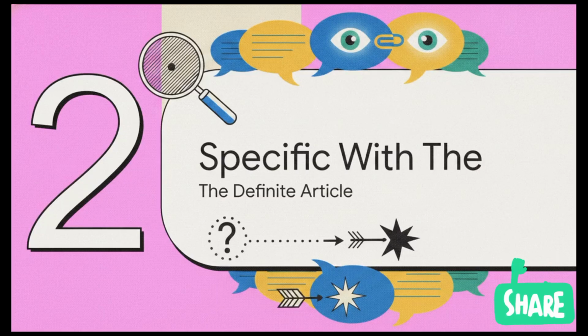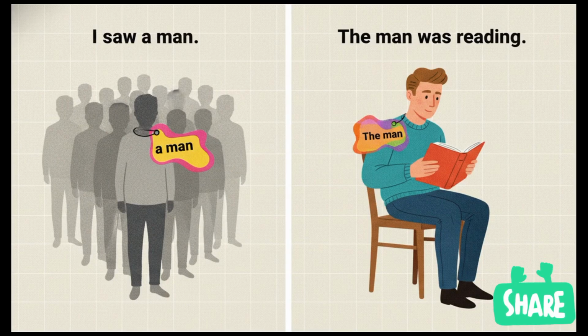Moving right along, let's get specific with the, which is our definite article. We switch over to the when things get specific. It's for when there's a shared context between you and whoever you're talking to. You use the when both of you know exactly which specific item is being discussed. Let's look at this tiny little story.